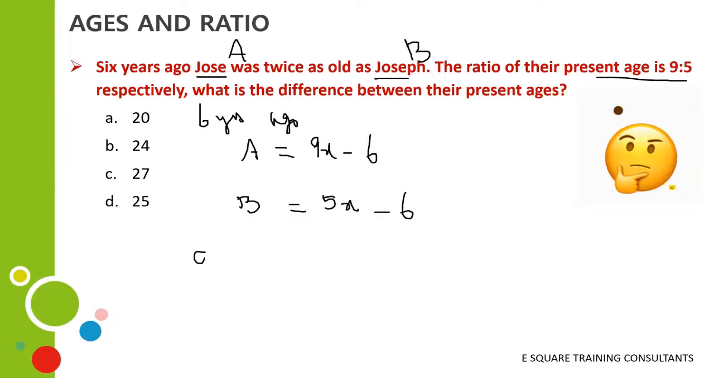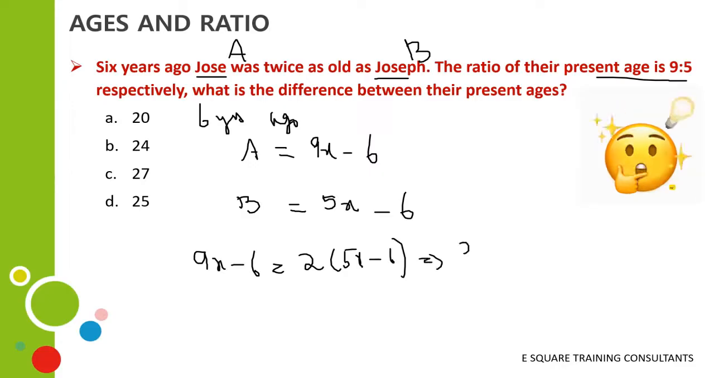So it means 9x minus 6 will be equal to 2 times of 5x minus 6. So on solving this equation, this gives us 9x minus 6 will be equal to 10x minus 12. So if we are to solve this equation, we can get the value of x as 6.